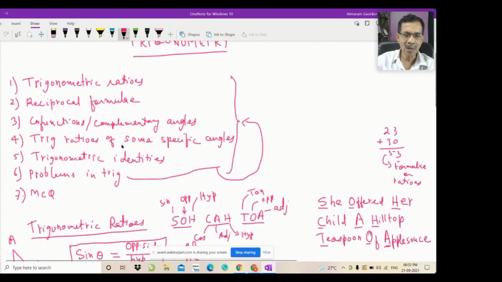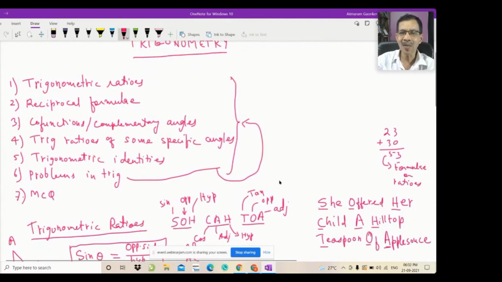How to remember these two things? One is trigonometric ratios of specific angle and another one is trigonometric identities. And now let me revise quickly within 5 minutes by asking you the questions.